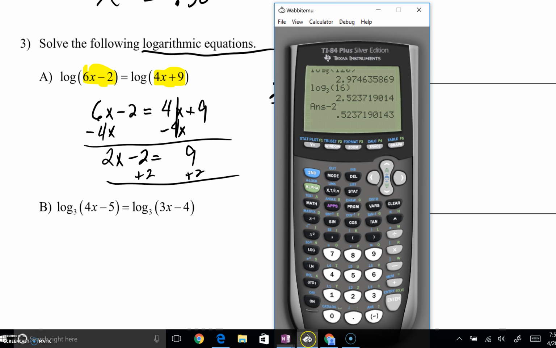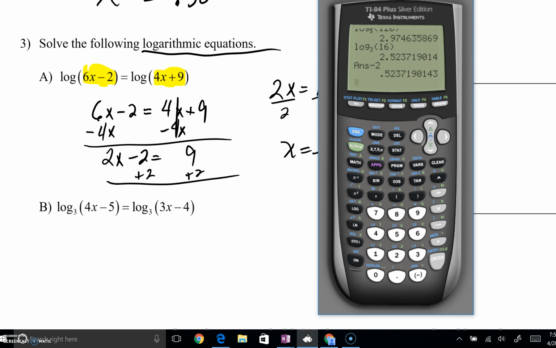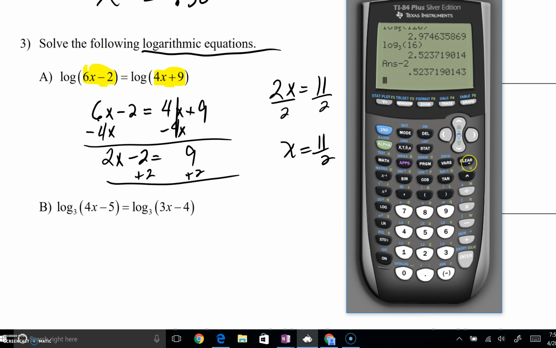Now, please be careful. What gets tricky with this is that even though this answer looks good, it actually might not work. We have to do a check. We're going to have 11 over 2. We're going to store that in for x. And let's just check this left side. We'll have log of 6x minus 2.